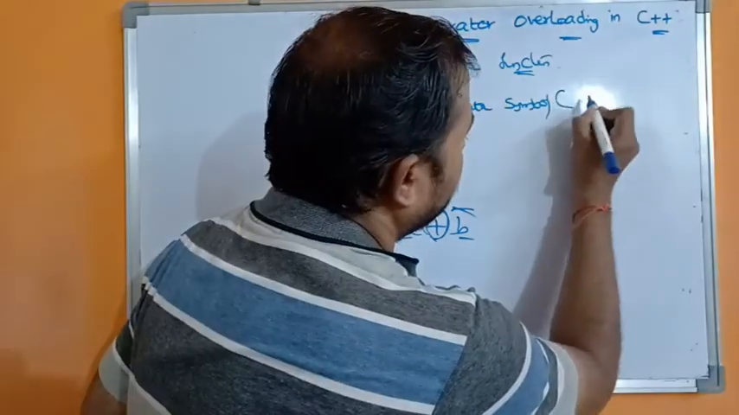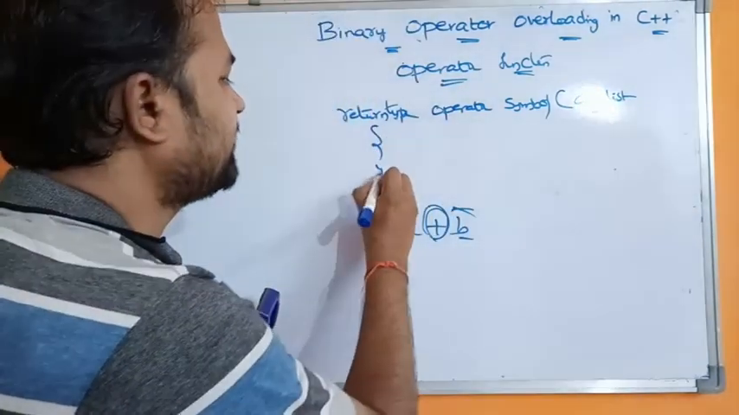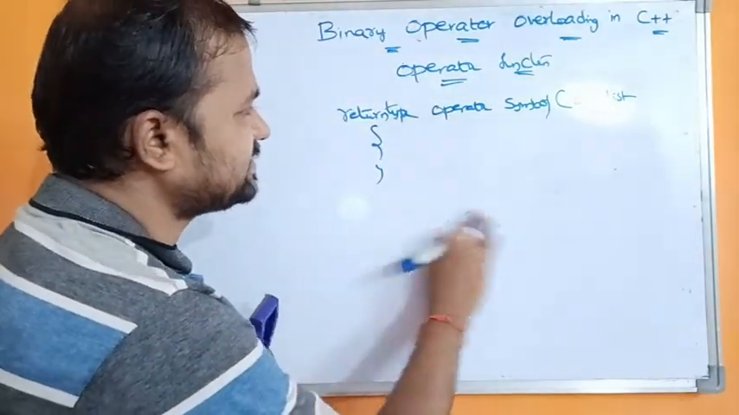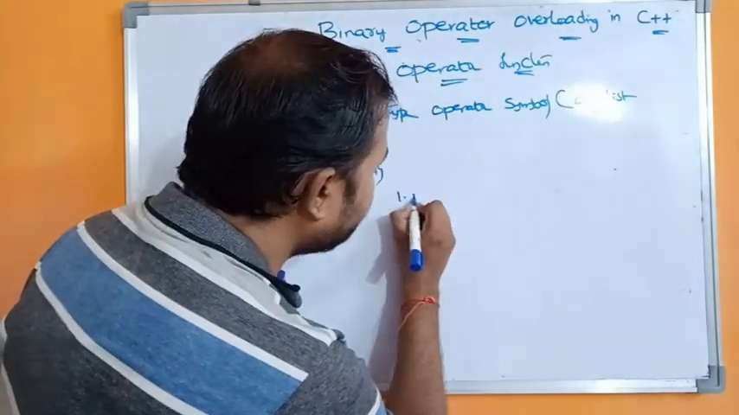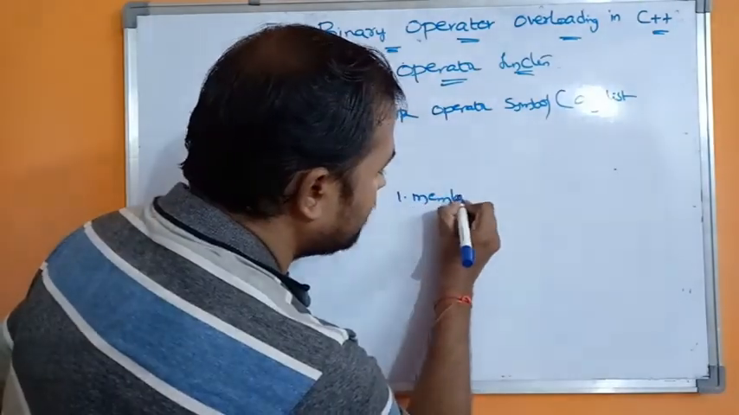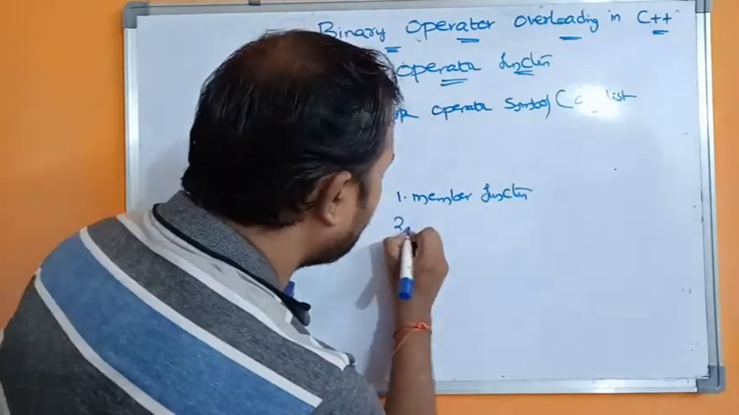Next one is argument list. We need to specify argument list, and then the body within the curly braces. So this is the syntax here. Here the operator function may be either member function or friend function.